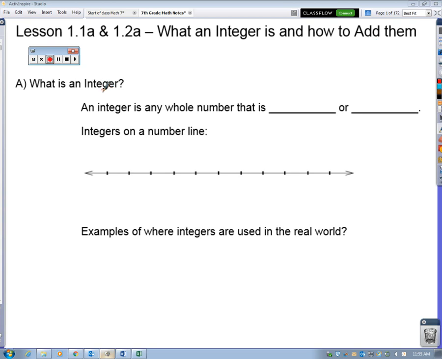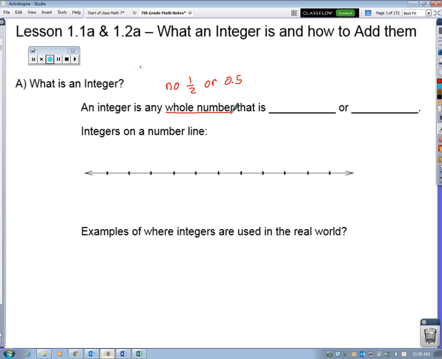Well, an integer is a type of number. Okay, it's a category of numbers. An integer is any whole number. Alright, so it has to be a whole number. So we cannot have any fractions, or any decimals, such as 0.5. Now that might make you happy if you do not like fractions, because we are only going to deal with whole numbers in this chapter 1.